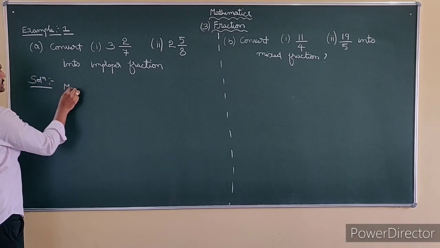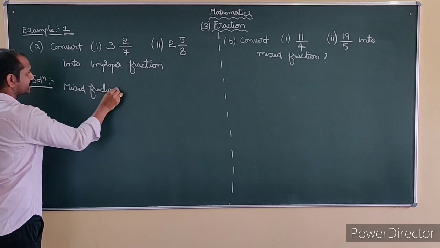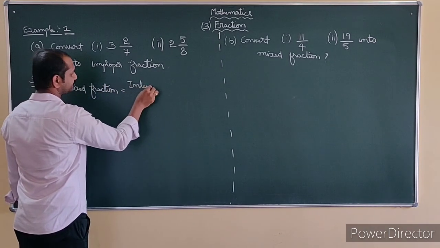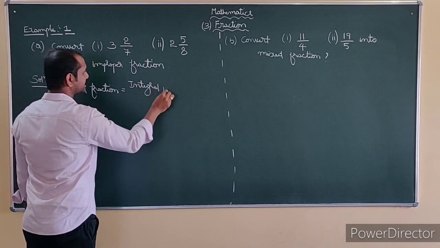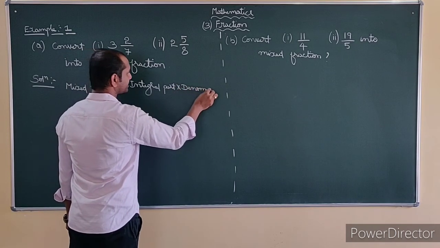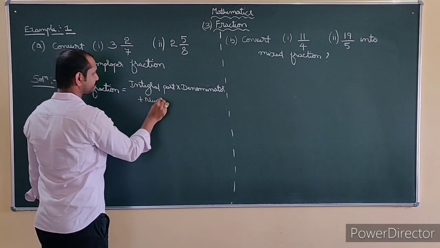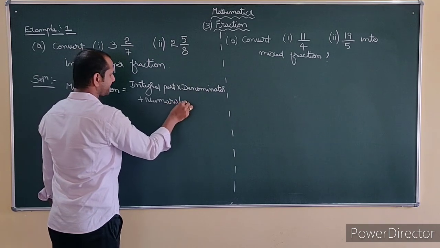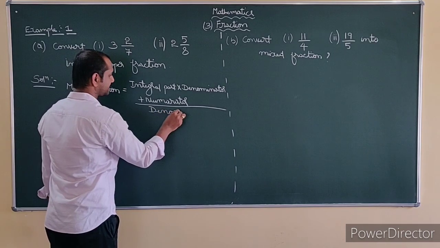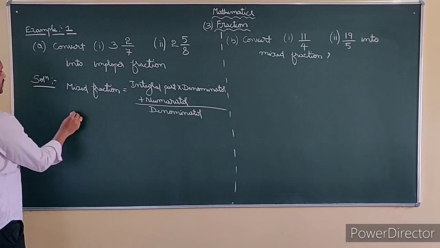That is, mixed fraction is equal to what? Integral part into denominator plus numerator by denominator. This is the formula. Now, mixed fraction is what?